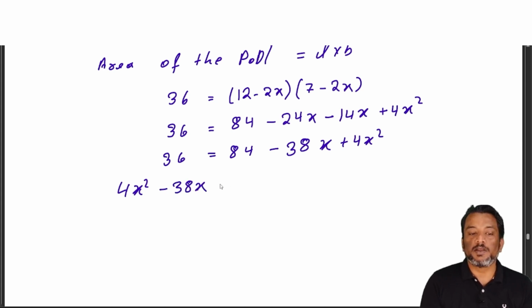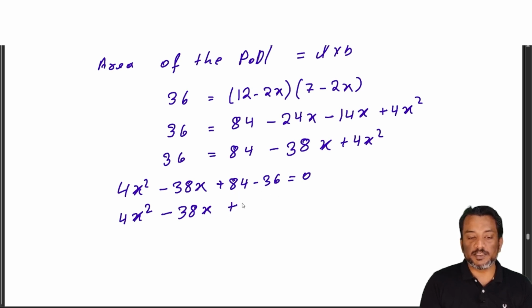Now you can bring this one: 4x square minus 38x plus 84 minus 36 is equal to 0. You can transpose the 36, so you will get a quadratic equation in the form of 4x square minus 38x plus 84 minus 36, you will get 48, is equal to 0. So you will get the quadratic equation.